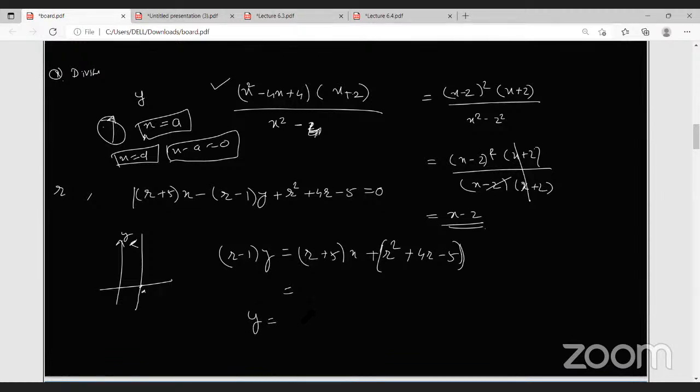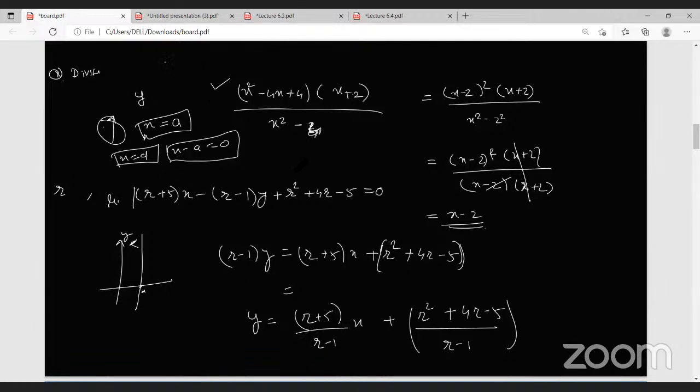So y equal to (r plus 5) upon (r minus 1) x plus (r square plus 4r minus 5) upon (r minus 1), right? I can write it like this. Yes, sir. So here the slope is not defined if I want this equation parallel to the y-axis. Yeah, the slope will be not defined, right? Then if it is 0, the value of r will be minus 5, right?